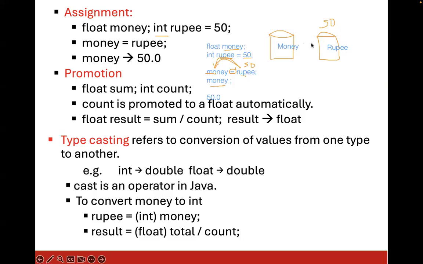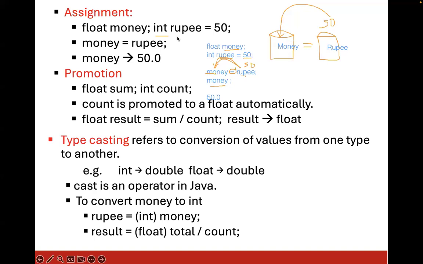Now what you are going to do is equal these two. When you see the equal sign, you know it automatically converts this side's value to this side. So now this person is going to put this 50 into this bucket.